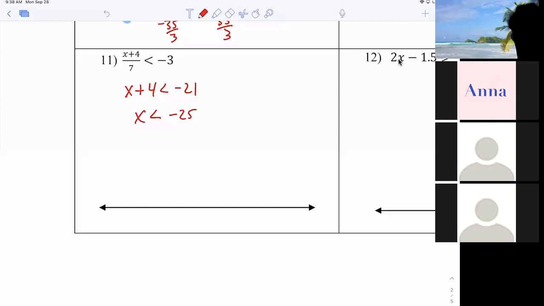All right, so now we're graphing that. When I graph that, I'm making a mark at negative 25, and I'm making a mark at 25. And now is it solid or is it open? Open. Which direction? Left.